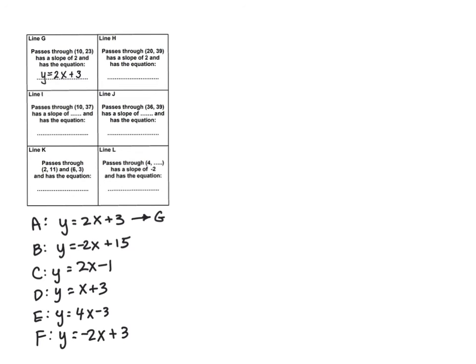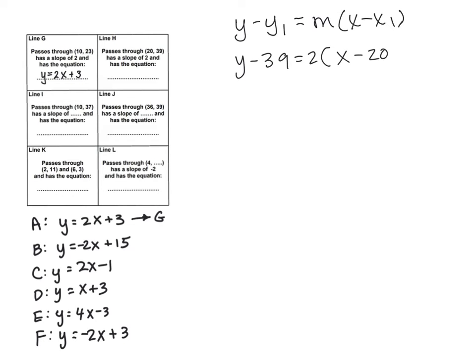Let's look at line H. We're given 2 points and a slope, so it would make sense to use our point-slope form. Y minus y1 is m times x minus x1. And now it's just a matter of substituting. We have y minus 39 is 2 times x minus 20. Our first step was to substitute. And now we're going to do step 2 where we distribute the 2.